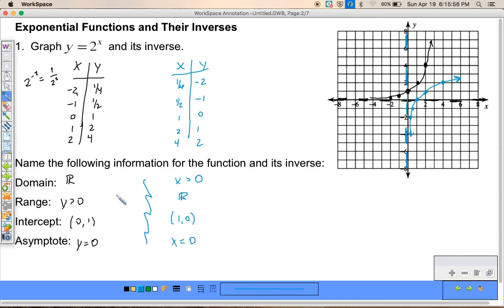The nice thing about this is that since we're just finding the inverse, we switch the x and the y, so the domain becomes the range and the range becomes the domain. We switch that point, we switch that variable, and we get all of those there.